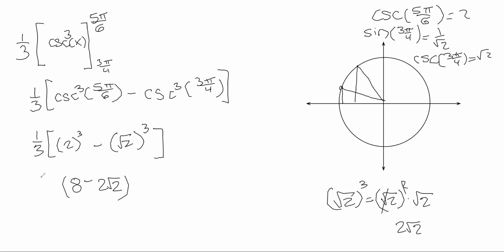And of course, we have the 1/3 on the outside. So if we decide to distribute the fraction, we would get 8/3 minus 2 square root of 2 over 3. Or you could even put it as just one fraction if you'd like. All right. Not the hardest problem in the world, but setting it up is a bit of a doozy.